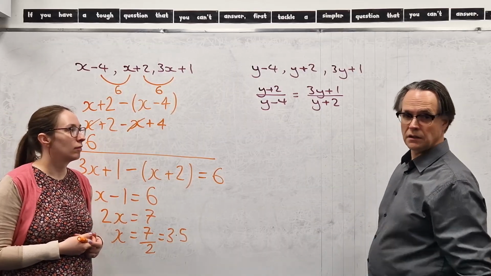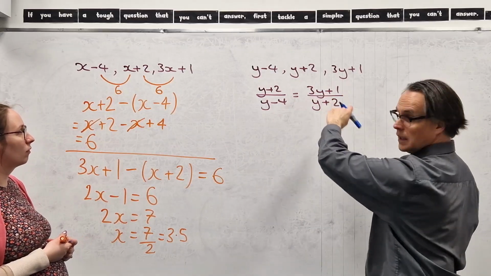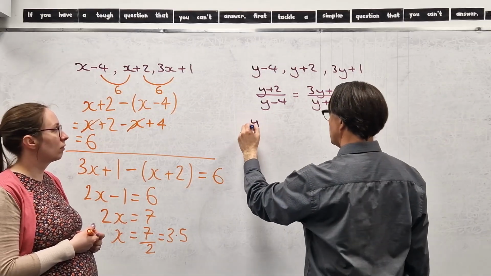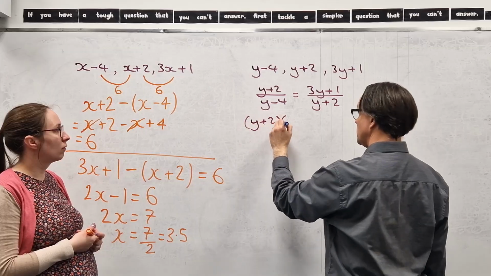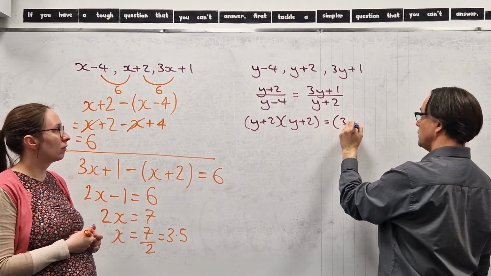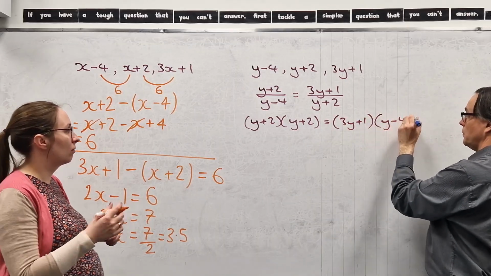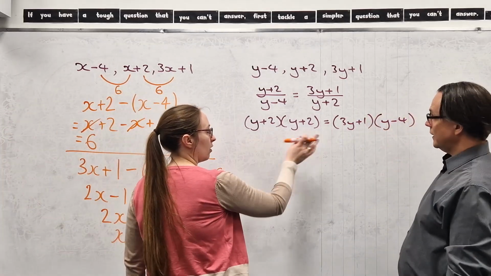Well, you do the only thing that you can do, which is turn that into an equation. I'm going to cross multiply here. So I'm going to have y plus 2 multiplied by y plus 2 equals 3y plus 1 multiplied by y minus 4. Shall we expand out each side?